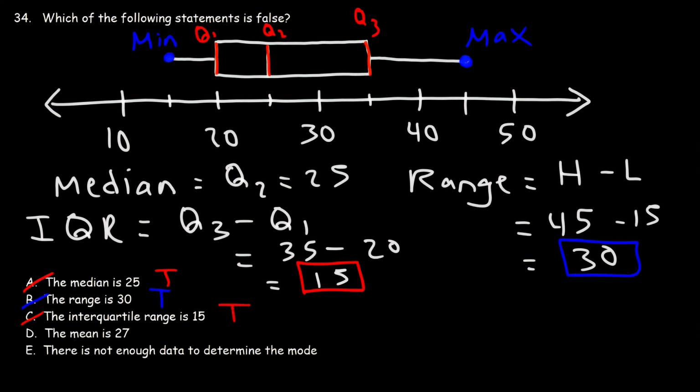Now what about D? The mean is 27. From a box and whisker plot, you can't accurately determine where the mean is. There's not enough data. So therefore, D is the false statement, which is what we're looking for. So D is the correct answer. Now looking at answer choice E, there's not enough data to determine the mode either. But since we said that, this is a true statement. But D is the correct answer for this problem.